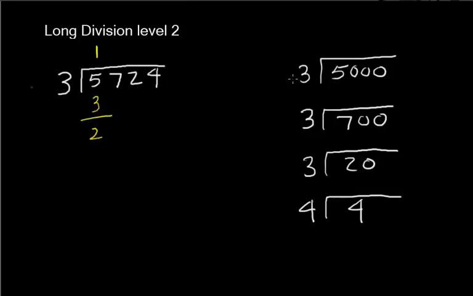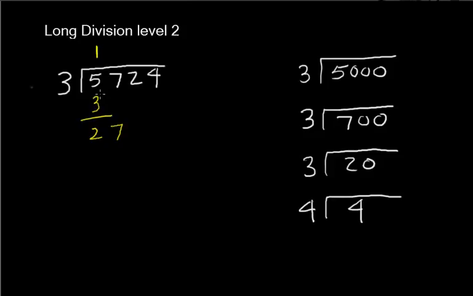Okay, so what are we actually doing here? We've actually said that 3 goes into 5,000 at least 1,000 times, but not more than 1,000, not 2,000 or 3,000. So now we have to do the multiplication down here, and we're really saying that 1 times 3 is 3,000. So when we subtract this 3,000 from the 5,000, we have 2,724 left. Okay, so we're going to bring down the 7.